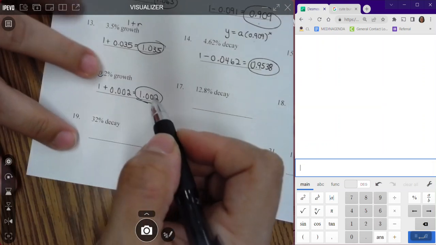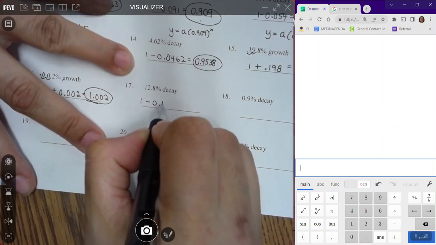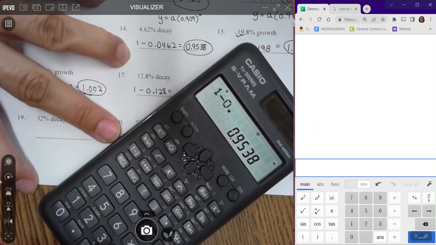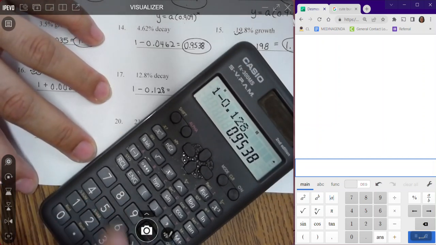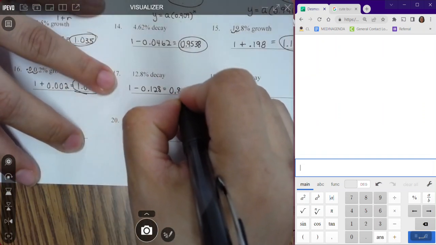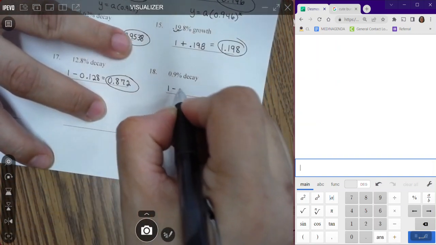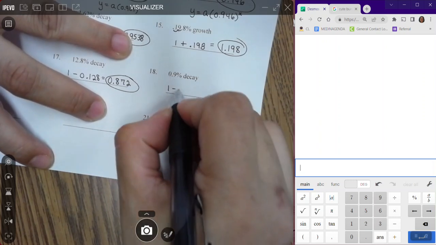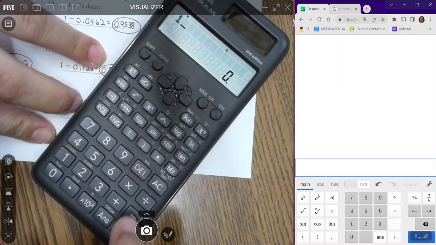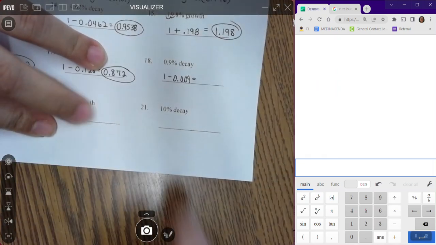All right, be careful with those decimals. Make sure you're using the calculator to verify, okay? This is decay, so it's going to be 1 minus 0.872. Decay factor. Okay, 1 minus 0.009. Right, 1 minus 0.009. 0.991.